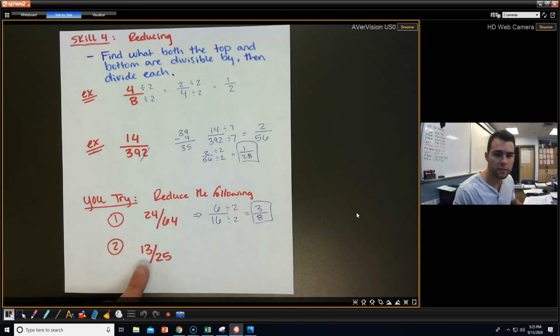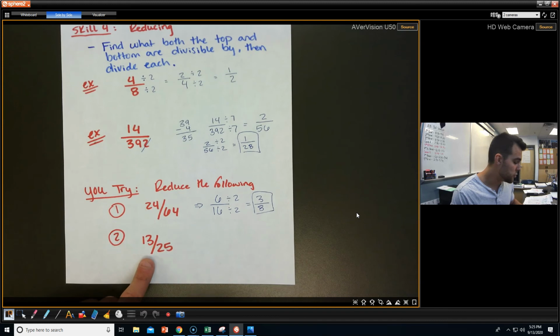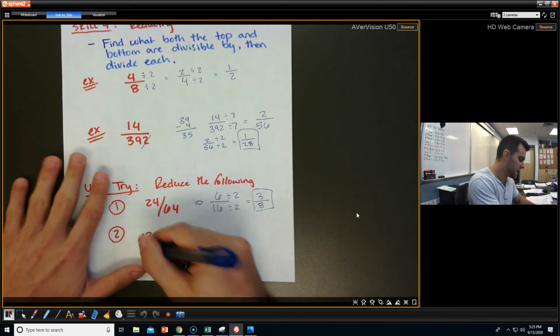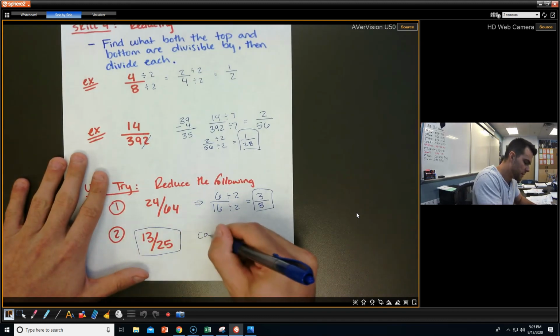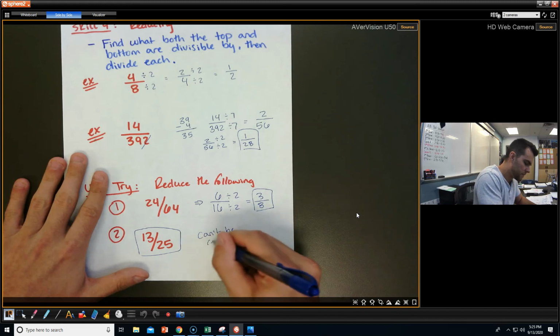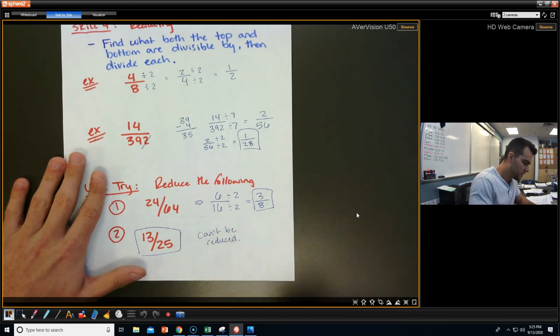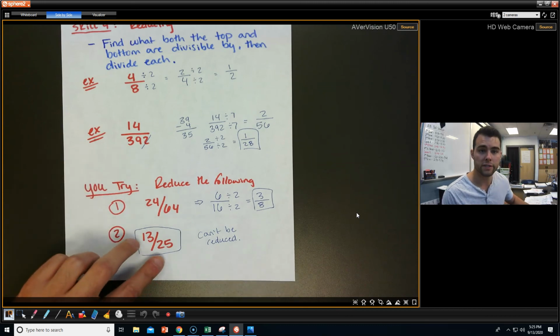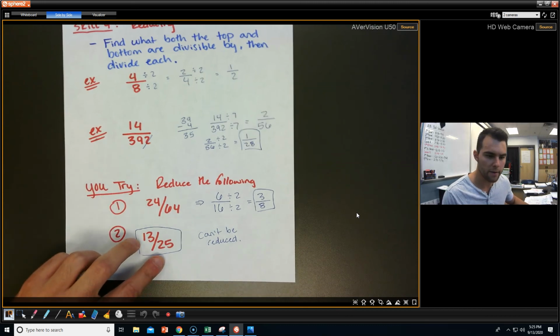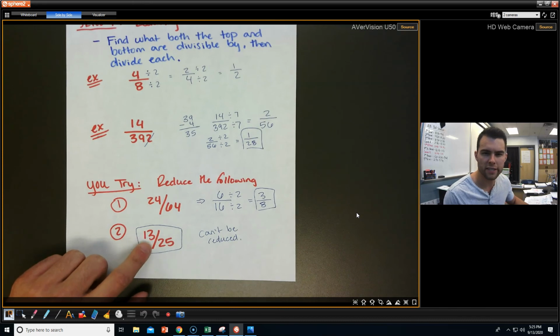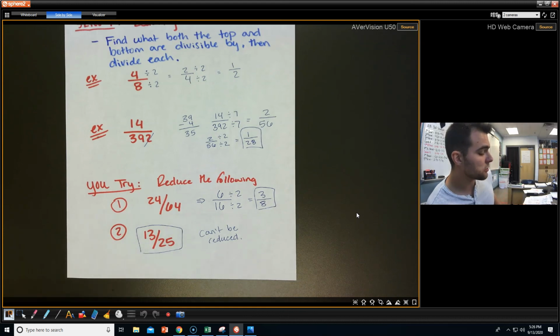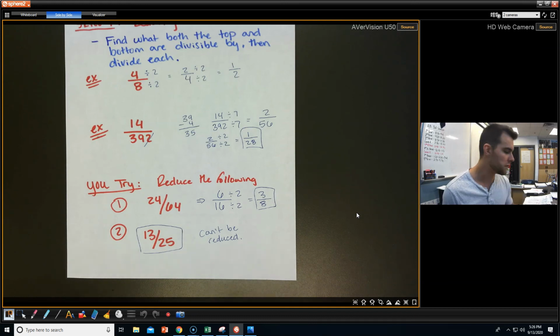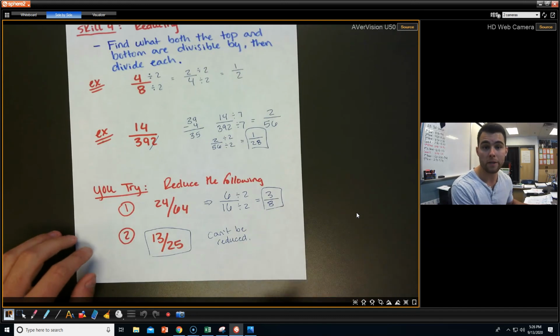Okay, 13 over 25. You actually can't reduce this one. Can't be reduced. Why not? Well, there's nothing in common that both of these numbers are divisible by, especially 13. Now, 13 is a unique number because it's only divisible by two numbers: 1 and itself. And we call that a prime number.